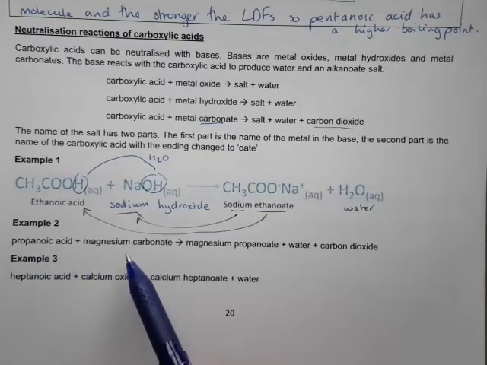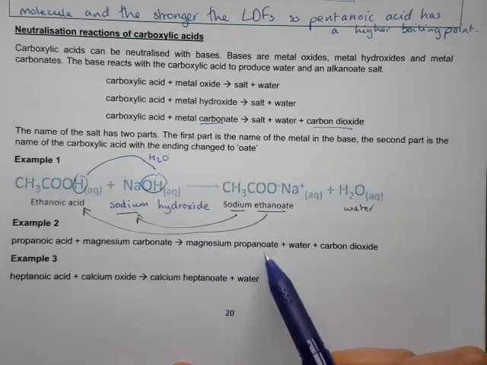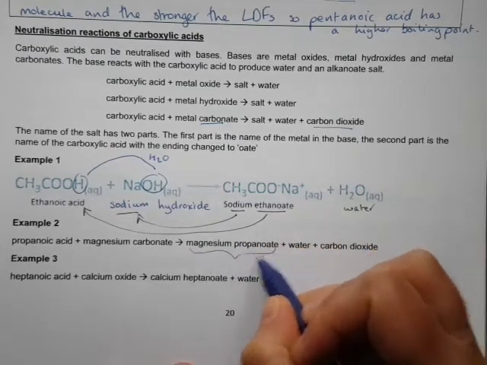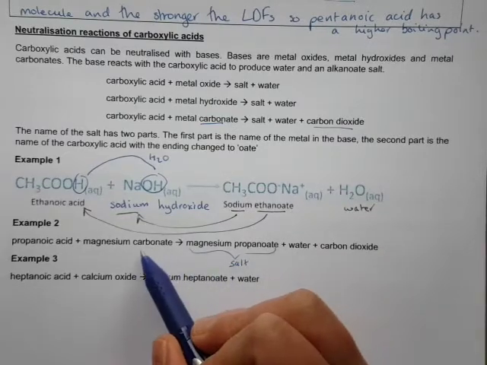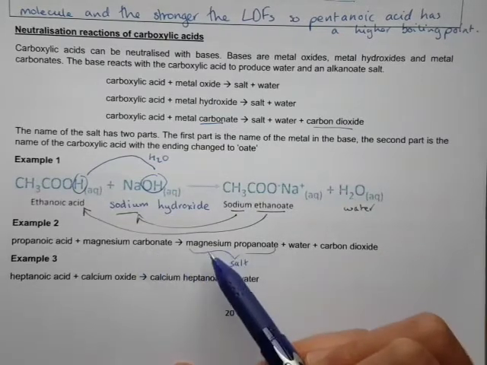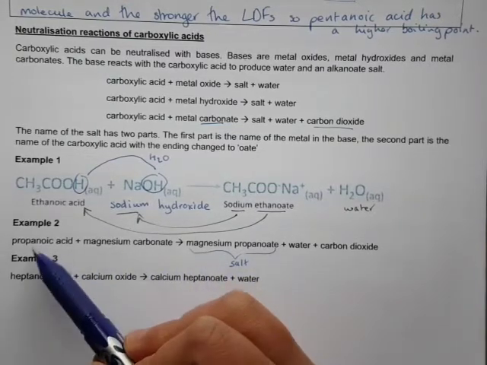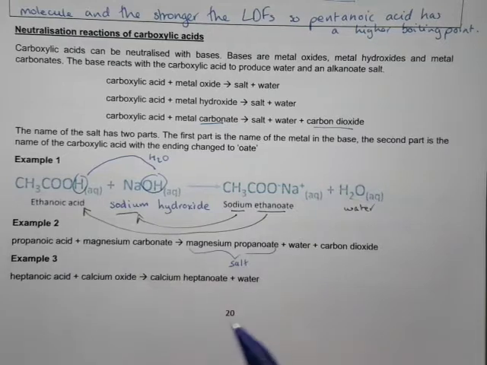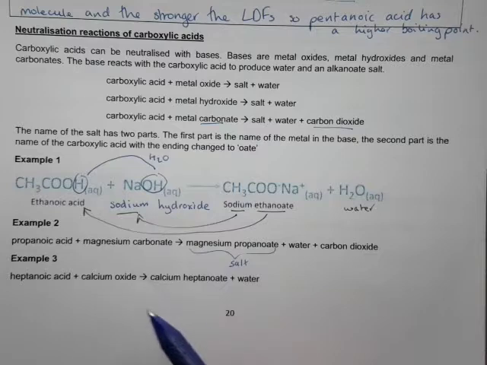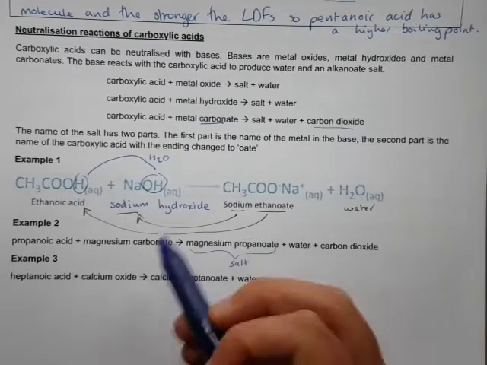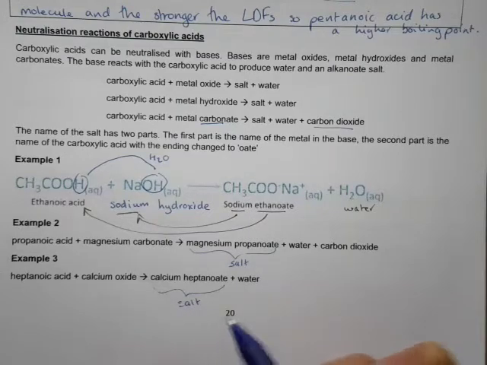Okay, two more examples here then. Propanoic acid plus magnesium carbonate, that's going to give us a salt called magnesium propanoate. So this is the salt, plus water plus carbon dioxide because it was a carbonate here. So again, magnesium is coming from the name of the metal in the base, and propanoate is coming from the name of propanoic acid. And then in example 3, heptanoic acid plus calcium oxide would make calcium heptanoate, that's the salt there, and water.